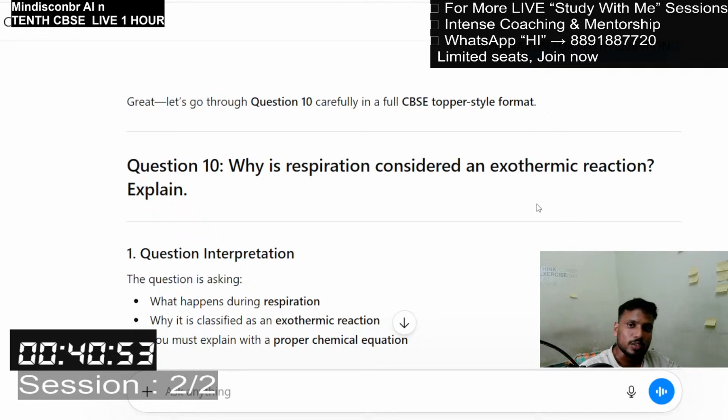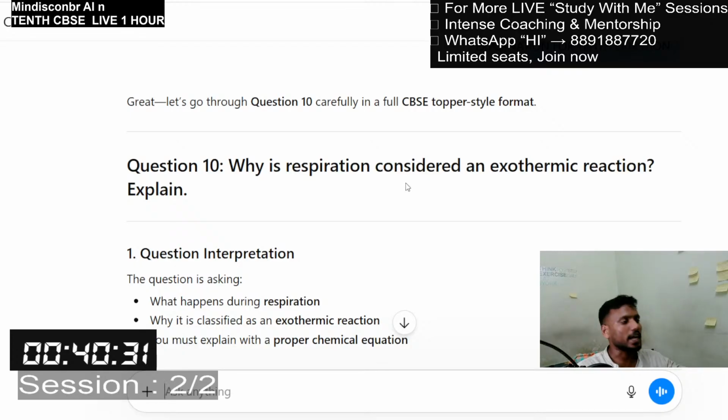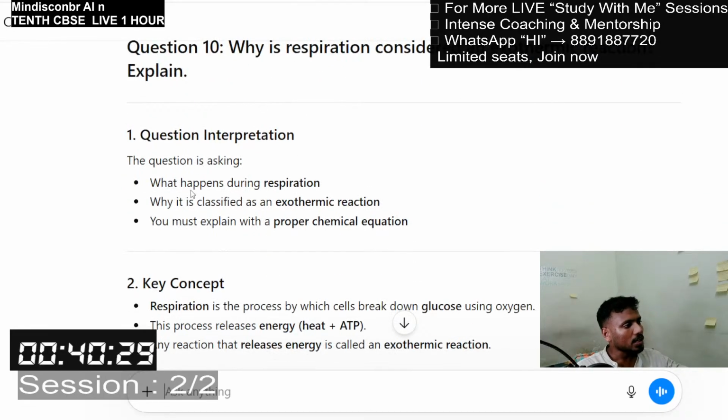What is the equation for respiration? C6H12O6, that is glucose, plus 6O2, that is oxygen, gives 6CO2, carbon dioxide, plus 6H2O, water, plus energy. Hence energy is released at the time of respiration. So respiration is an example of an exothermic reaction. The question is asking what happens during respiration and why it is classified as an exothermic reaction. You must explain with a proper chemical equation.